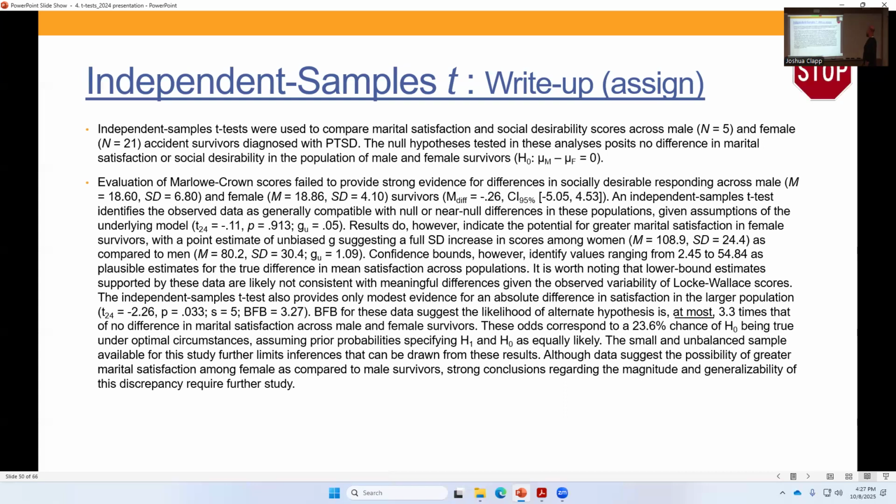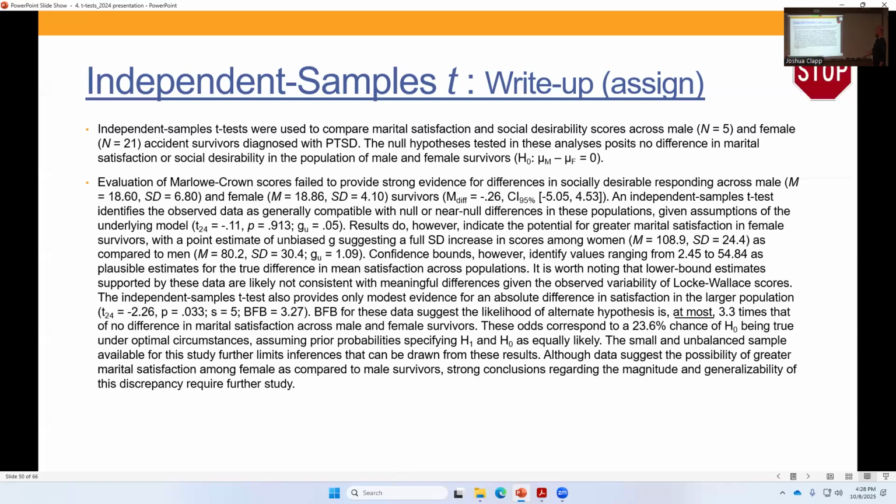The confidence bound, however, identified values ranging from 2.5 to 54.8 as plausible estimates for the difference in mean satisfaction across populations. It's worth noting that lower-bound estimates supported by these data are likely not consistent with meaningful differences, given the observed variability of the Locke-Wallace scores, right? I don't expect you to know anything about the Locke-Wallace marital satisfaction scale, but you can look at the scores, which range from 0 to 150, something like that. I think a one-point difference is probably not useful or meaningful in any sort of way, okay?